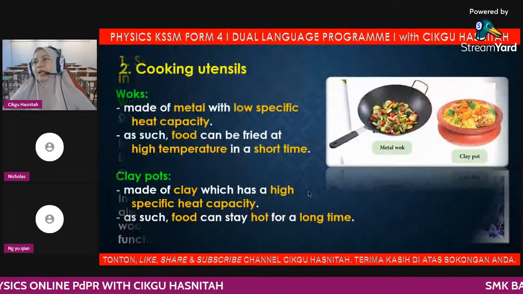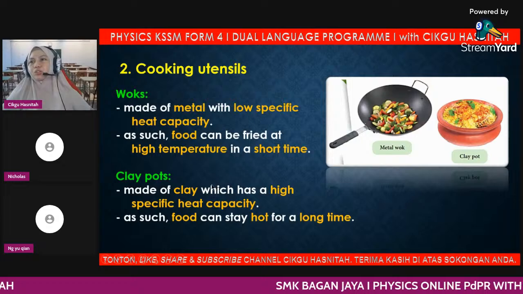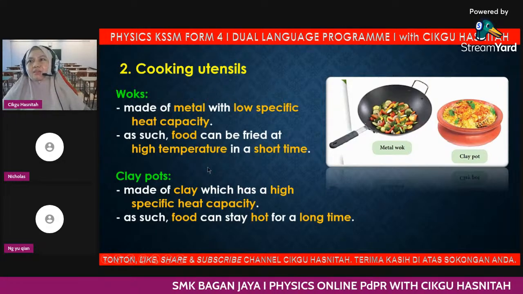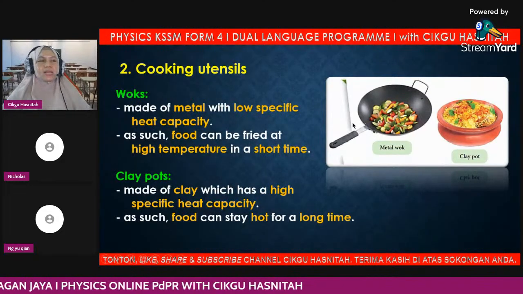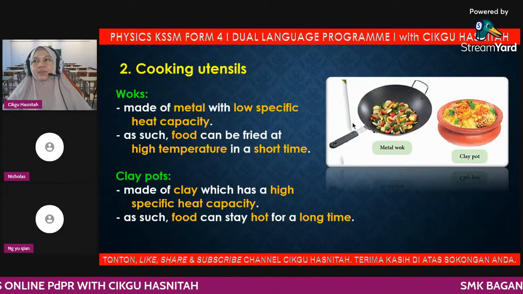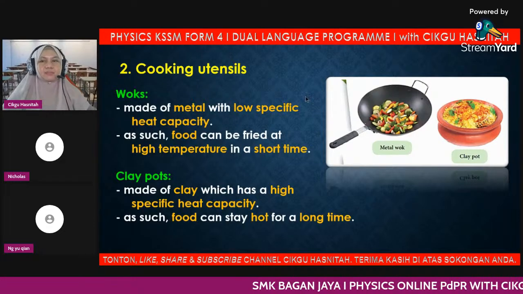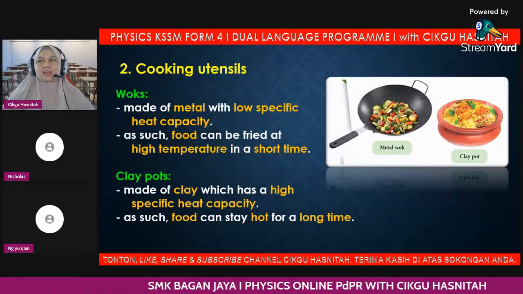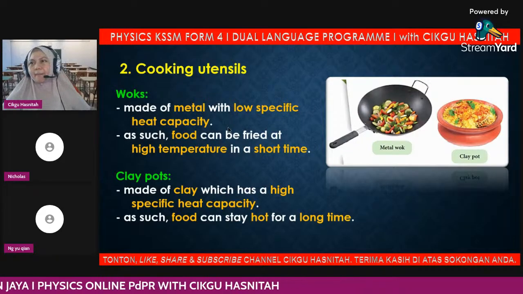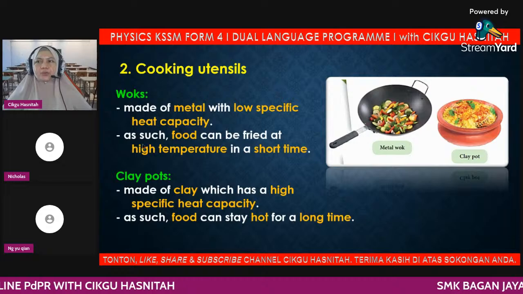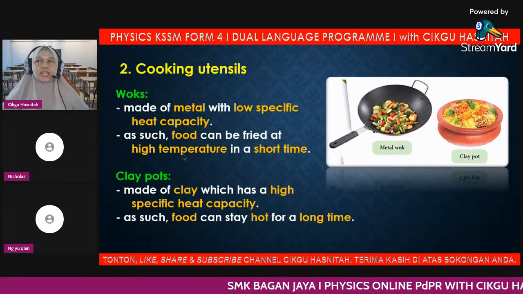Kita tengok yang kedua, cooking utensil, peralatan memasak di dapur. If you go to your kitchen, your mother's cooking utensil, you can see that normally the wok, kuali ni, is made of metal, metal with low specific heat capacity. Why is that so? You can think the logic. Why is the wok normally made from a material with low specific heat capacity? This is to make sure that the food can be fried at a high temperature in a short time.